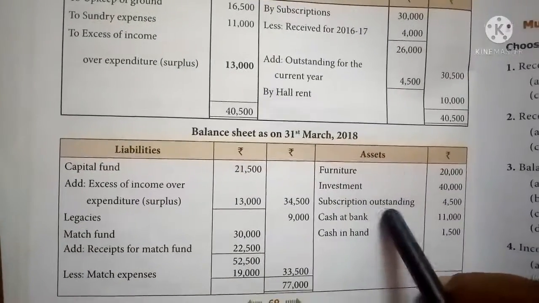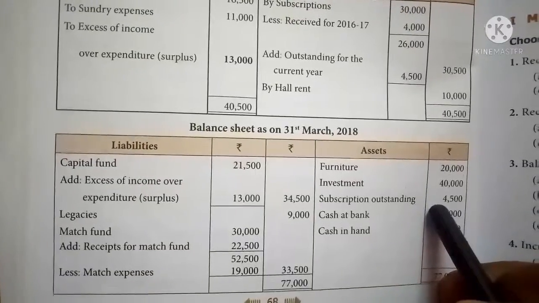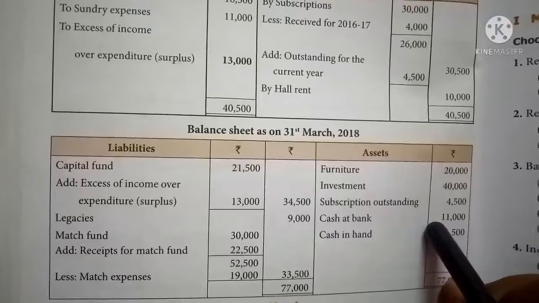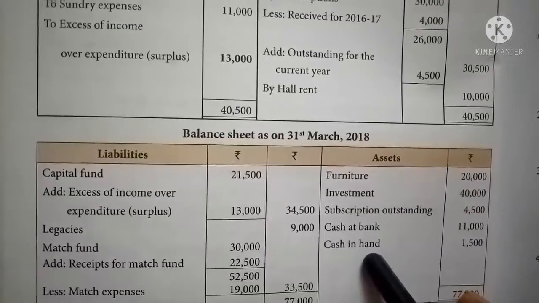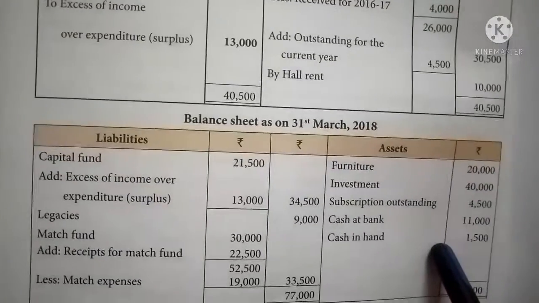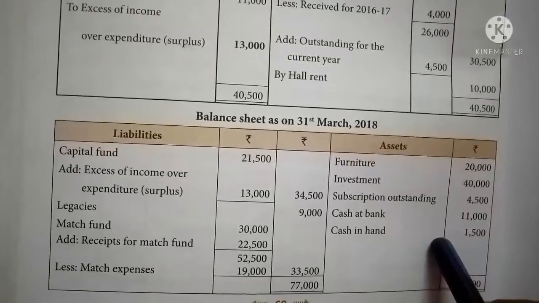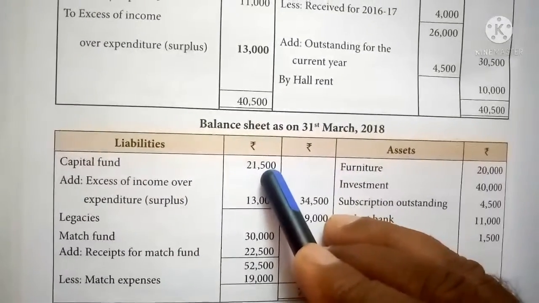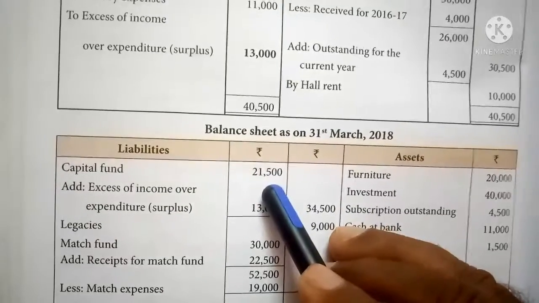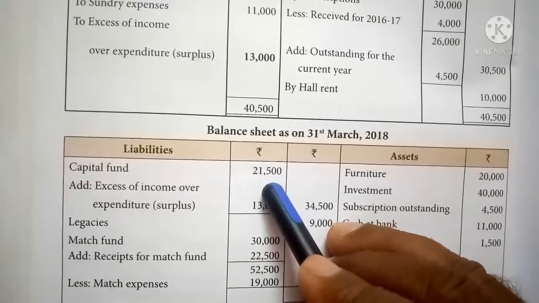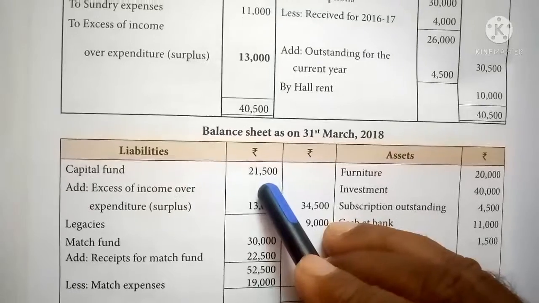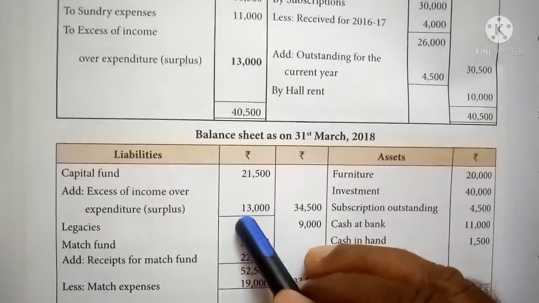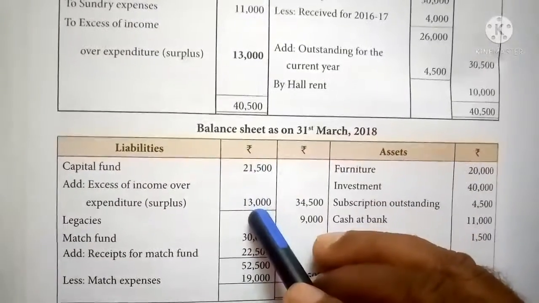Current year subscription outstanding is 4,500. Closing cash at bank is 11,000. Cash in hand is 1,500. These are the closing cash and bank balances. And the capital fund we already found from the opening balance sheet: 21,500. Write the same amount. To that add surplus. Surplus is 13,000. So the total value of the capital fund is 34,500.